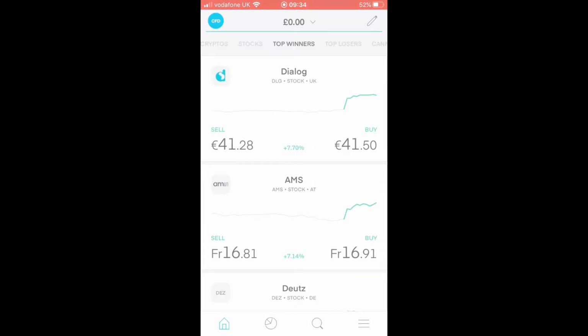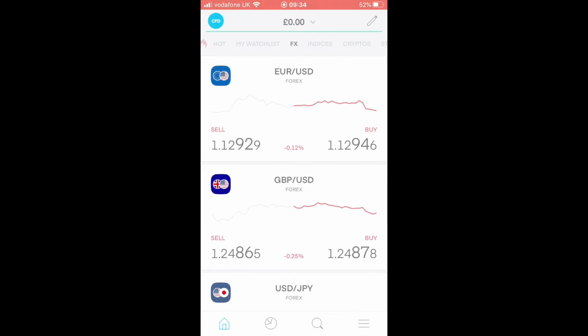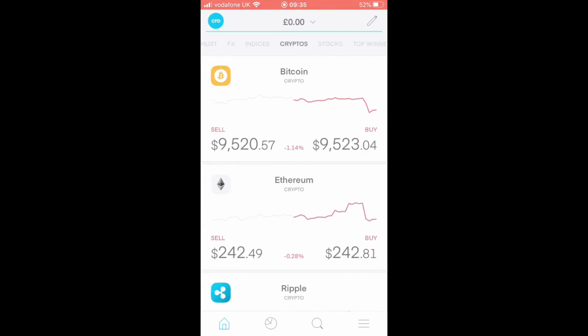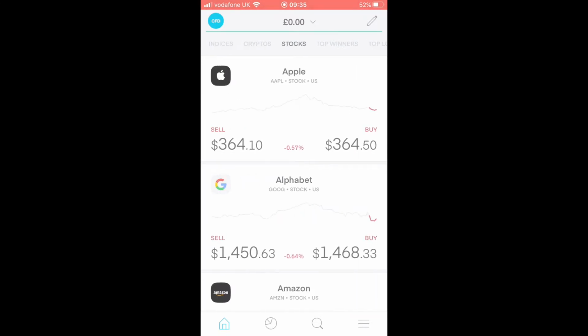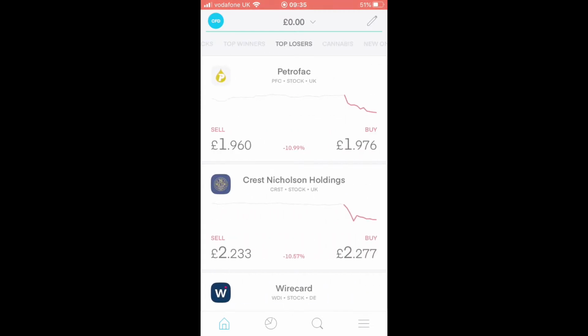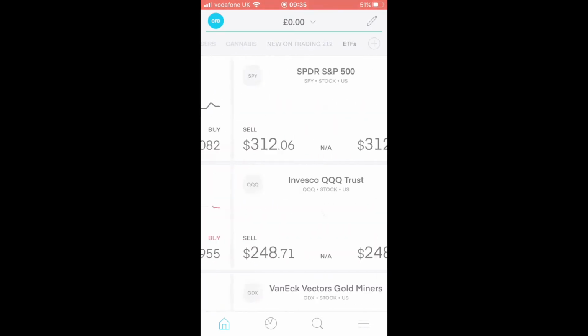A CFD or contract for difference is a financial derivative, meaning that you don't take ownership of the underlying asset. Instead, what you're doing is speculating or gambling on the rise and fall of prices. Now, this can take place across lots of different markets. As you can see on the screen, Trading 212 offer FX markets, so currency, different levels of indices, cryptos, which is probably one of the most widely publicised CFD markets, stocks. Trading 212 also offer categories for top winners and top losers, as well as a number of different other categories.